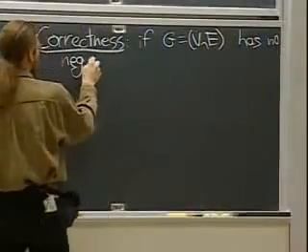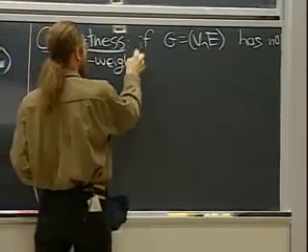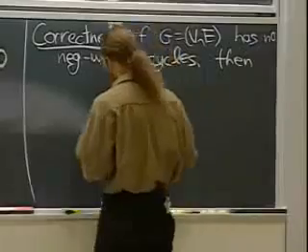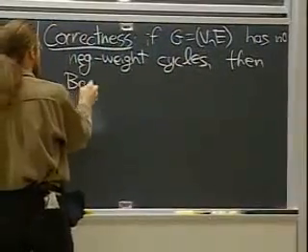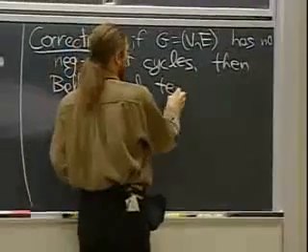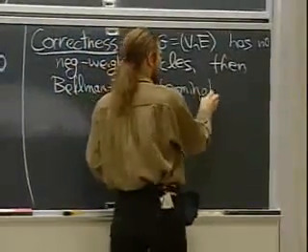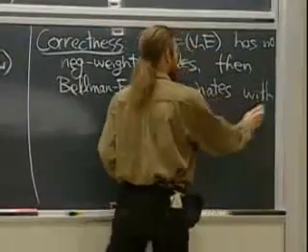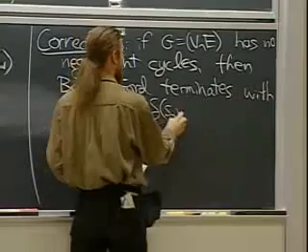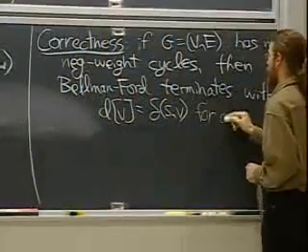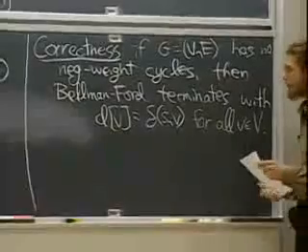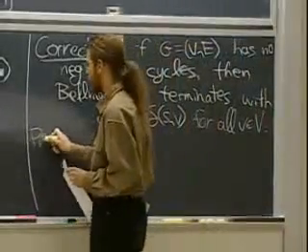So let's suppose we have a graph and some edge weights that have no negative weight cycles. Then the claim is that we terminate with the correct answer. So Bellman-Ford terminates with all of these d of v values set to the delta values, for every vertex. Okay. The proof is going to be pretty immediate.